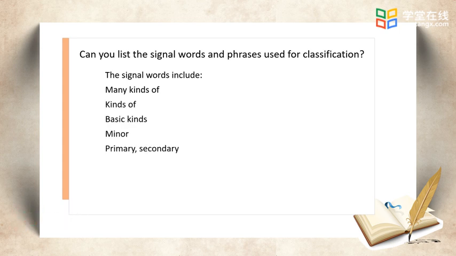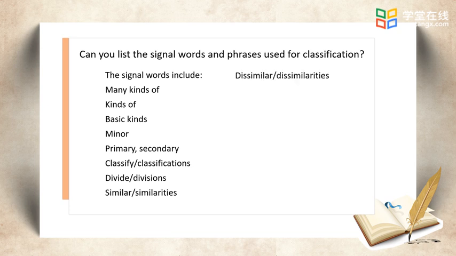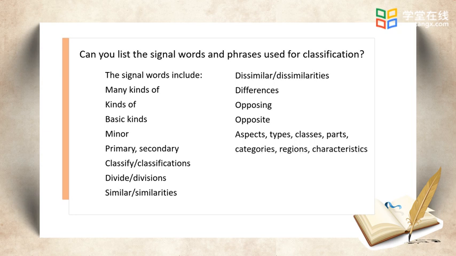basic kinds, minor, primary, secondary, classify, classifications, divide, divisions, similar, similarities, dissimilar, dissimilarities, differences, opposing, opposite, aspects, types, classes, parts, categories, regions, characteristics. Or you might use phrases or structures like fall into categories, can be divided into types, classes, or parts. Now let us work on an exercise.